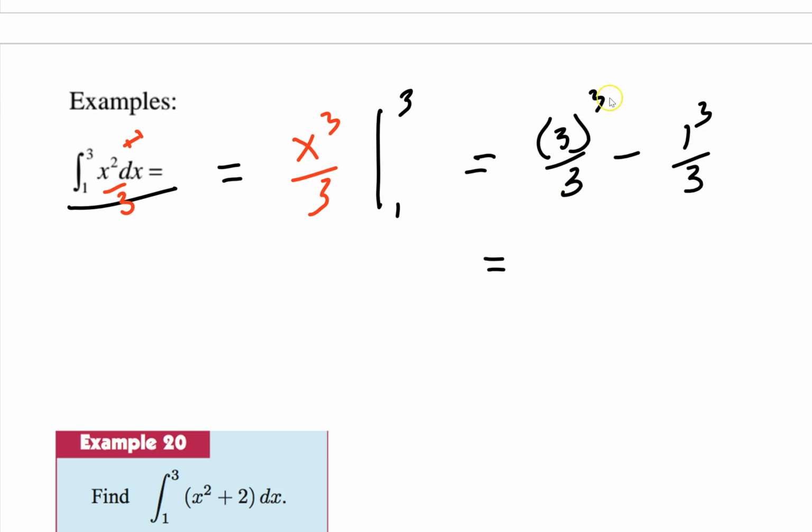And that's how we're going to do limits. Once you do this, you take the power, so 27 over 3 minus 1 over 3, and I get 26 over 3. That's it. That's how you do integration with limits. You integrate like you normally do. If there's limits, you put the top limit minus the bottom limit. That's it. Top minus bottom.